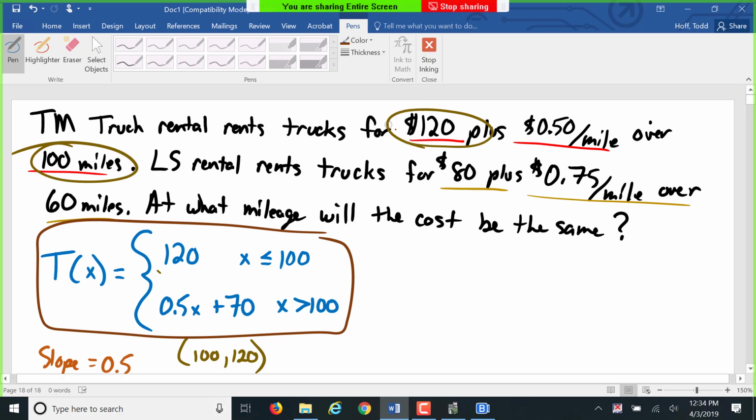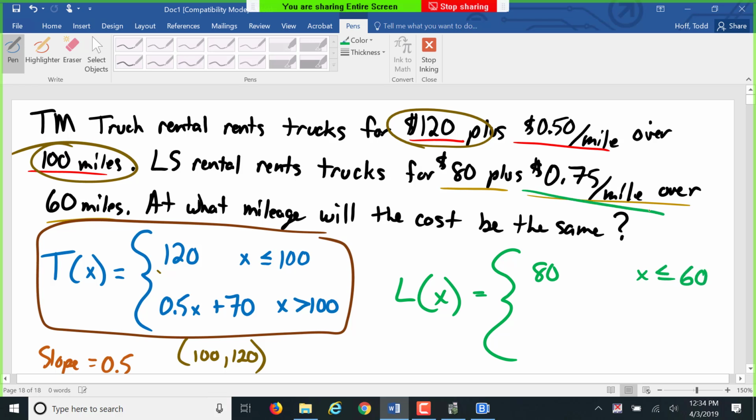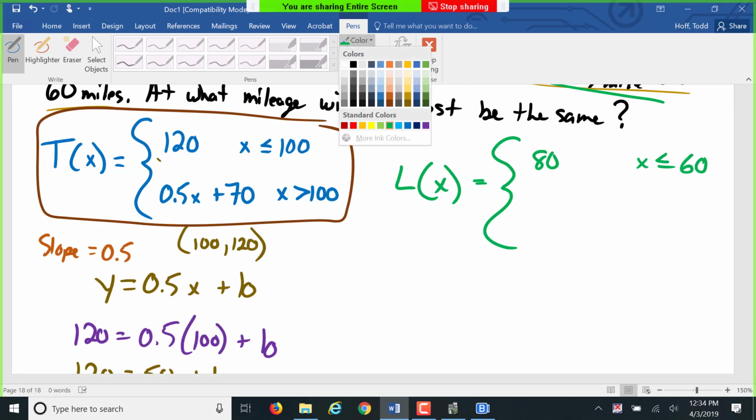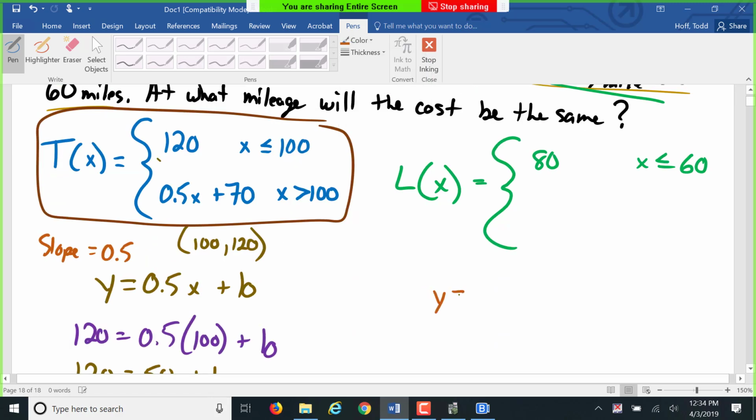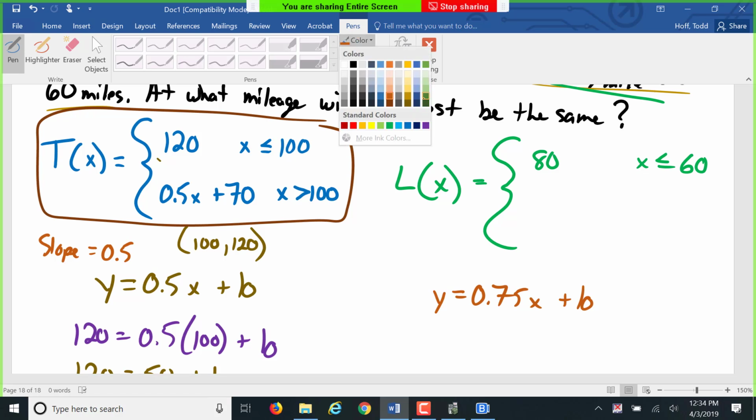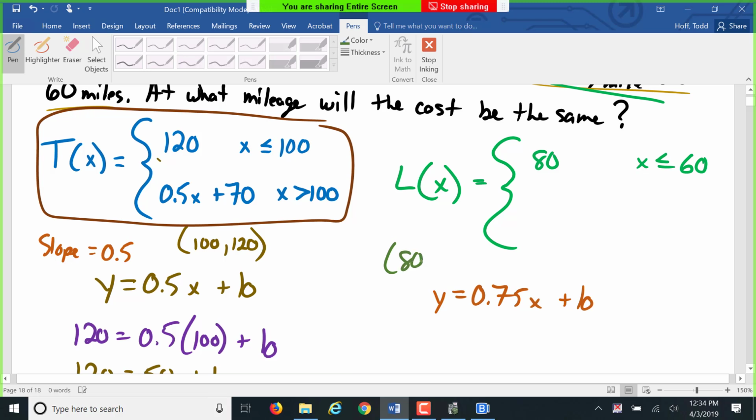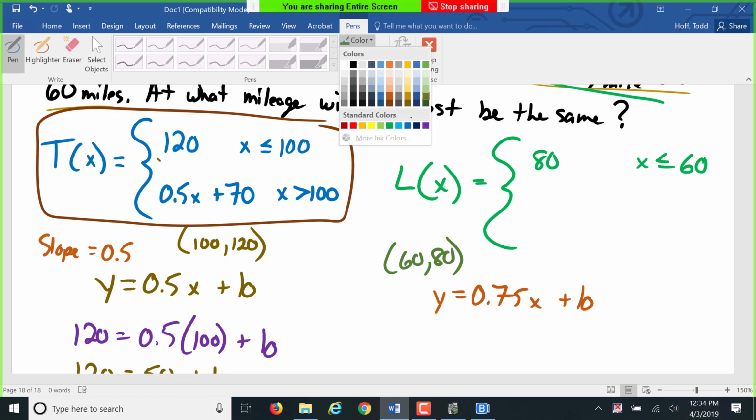Let's call our function L of x for LX Trucking. Their cost is $80 for x less than 60. If x is more than 60, it's 75 cents per mile. So we know that is going to be y equals 0.75 times x plus whatever that y-intercept turns out to be. We know that one has to go through the point where x is 60 and y is 80. So let's substitute in that point.